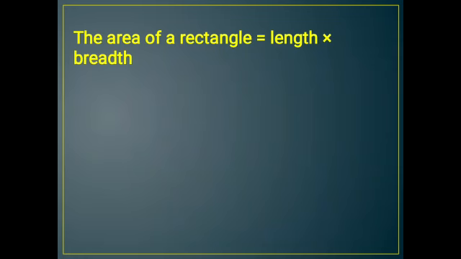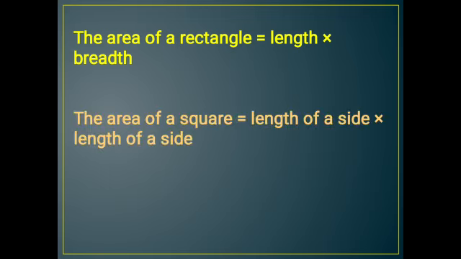So here we'll start with our first formula. How do we know the perimeter formula? The perimeter of a rectangle is 2 into length plus 2 into breadth, and the perimeter of a square is 4 into side. Whereas the area of a rectangle is equal to length into breadth. Here we don't multiply it by 2. Understood? Here directly we do length into breadth. In perimeter it is 2 into length plus 2 into breadth, and the area of a square is equal to length of a side into length of a side, means side into side.